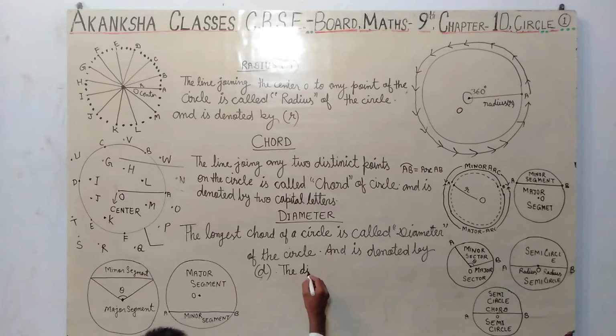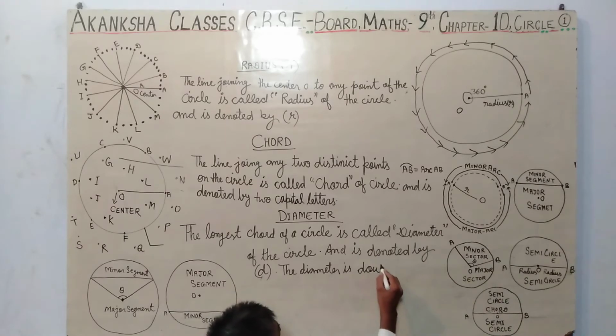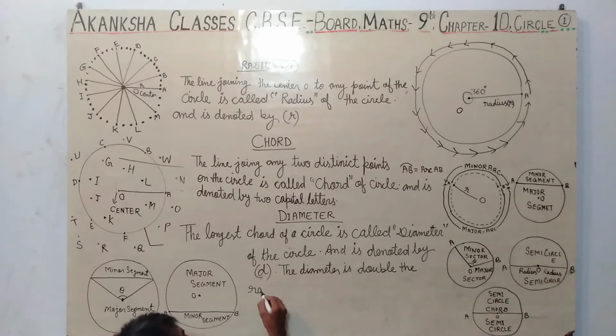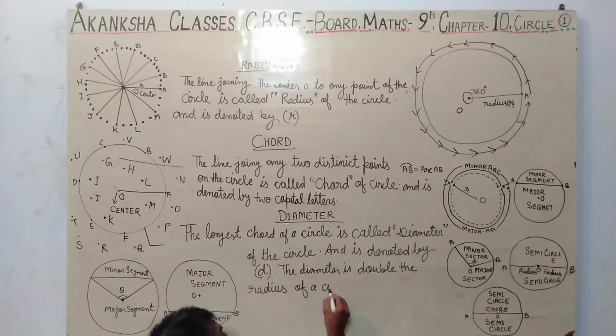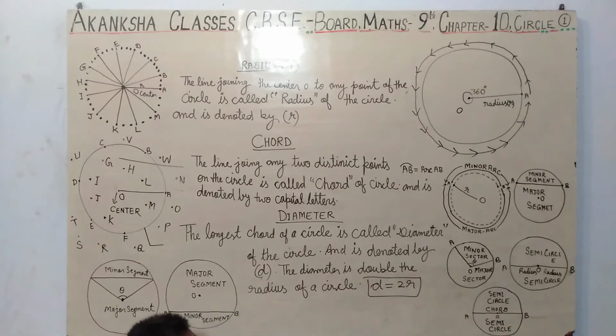The diameter is double the radius of a circle. This means d equals 2r, where d represents diameter and r represents radius.